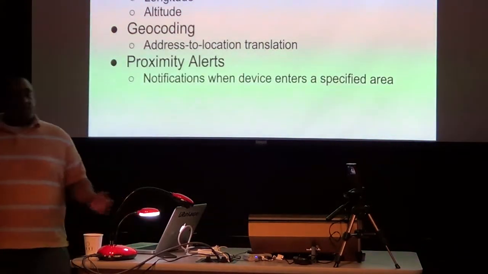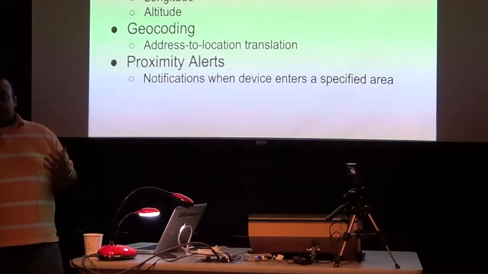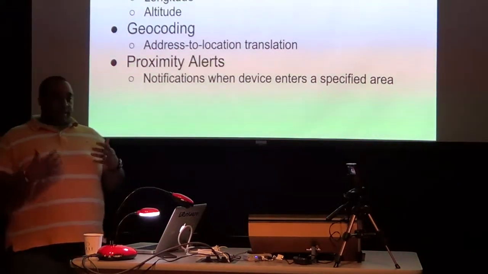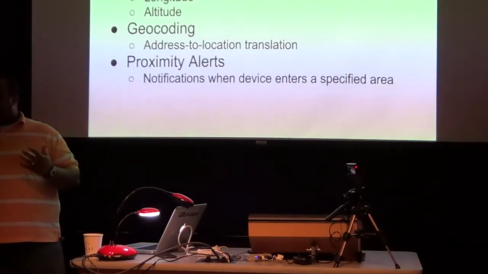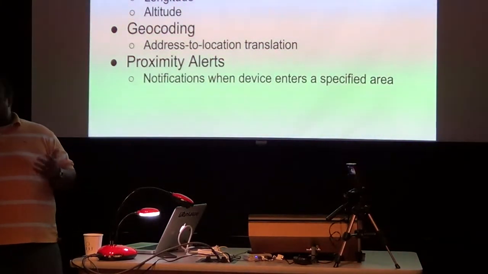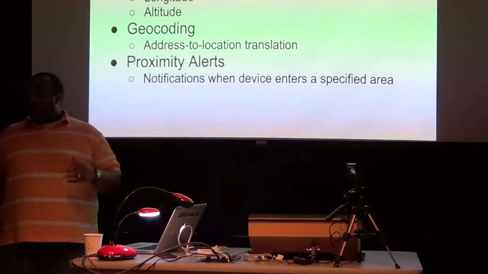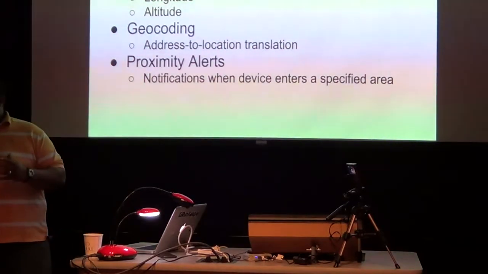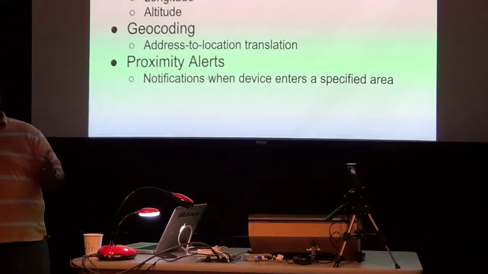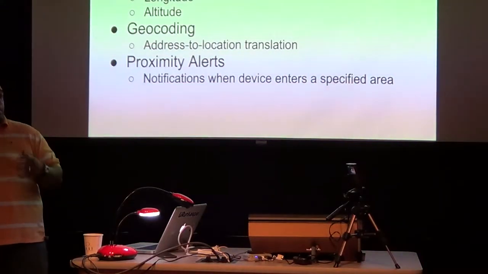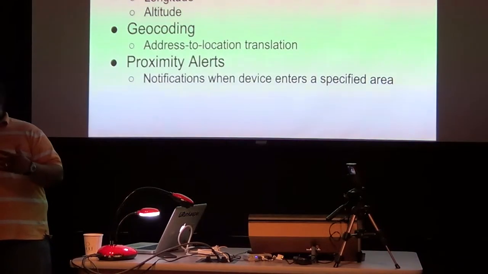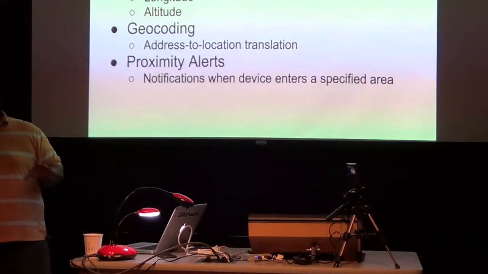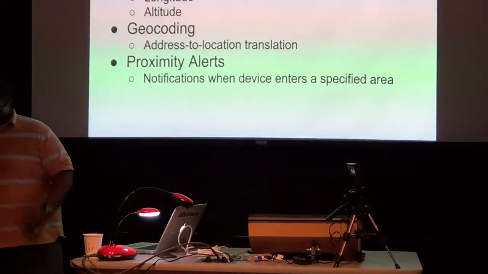So the Android location service is a core service in the Android OS. It provides a lot of location features, a lot of location capability. Amongst those, it determines device location: latitude, longitude, altitude. Geocoding can take an address and transform it into latitude, longitude, or vice versa. You can also set what we call proximity alerts. In other words, Android, tell me when I get within 50 kilometers of this destination. Today, we're going to primarily talk about just getting the device location.